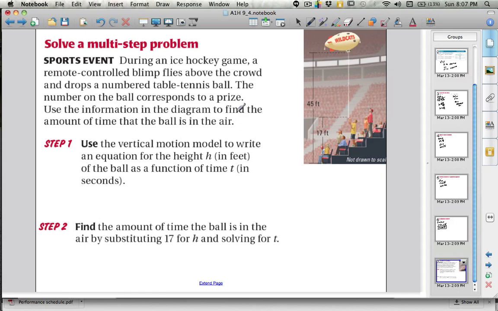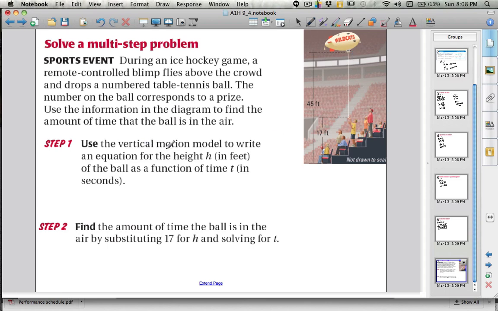Okay, and taking a look at solving a problem that has multiple steps, we have this situation that during an ice hockey game, a remote-controlled blimp, here it is, flies above the crowd, and it drops ping pong balls. The number on the ball corresponds to a prize, so it's going to drop the ping pong ball, and then we're going to try to find out some information about that. So use the information in the diagram to find the amount of time that the ball is in the air. So when we look at this, we see that the ball's originally dropped from 45 feet. That's our starting position for the ball.